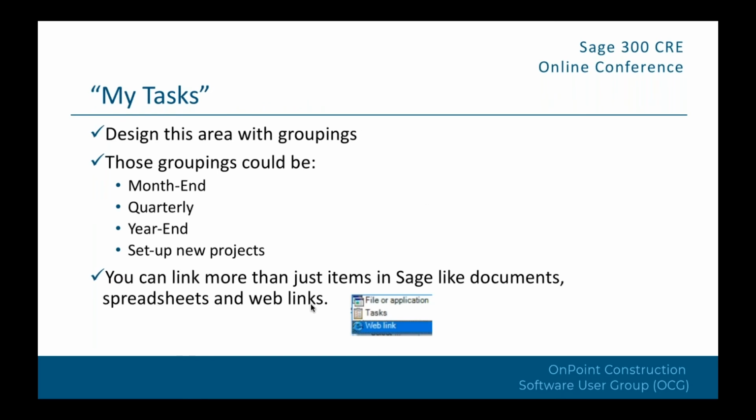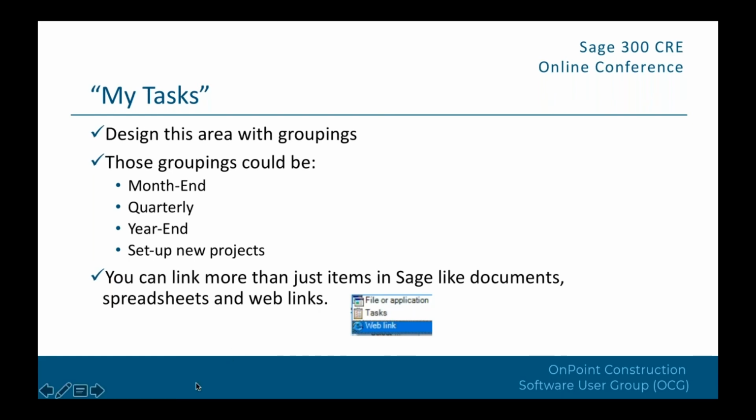So also in the first session, we had brought up this My Task area. And you can customize the My Task area with some groupings, might be like month end, quarterly, year end, setting up new projects, whatever you want this list to be, because you can put them in any order, not just the way that they are on the menu. You want to do step 1 and then step 2, so you can put them in the order that you want them to be done in.